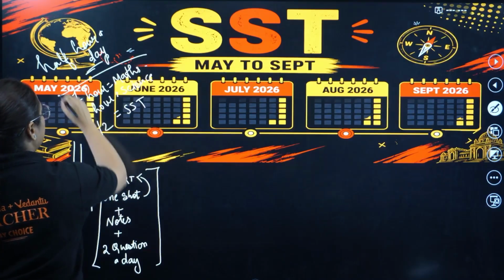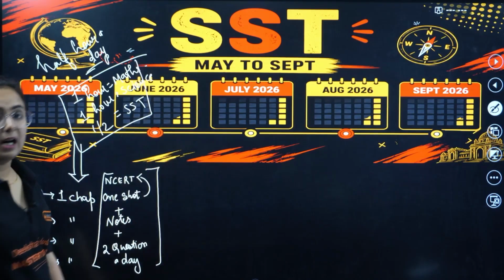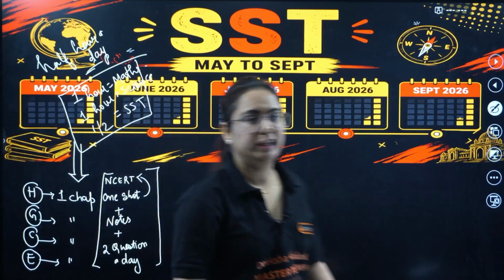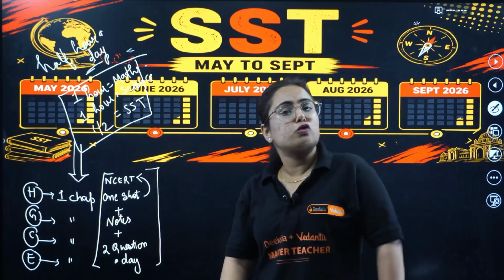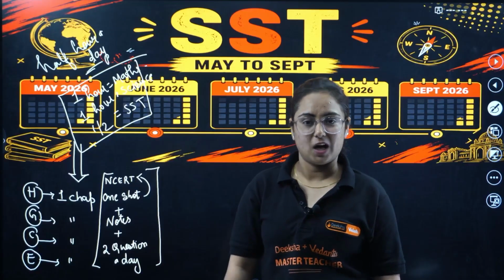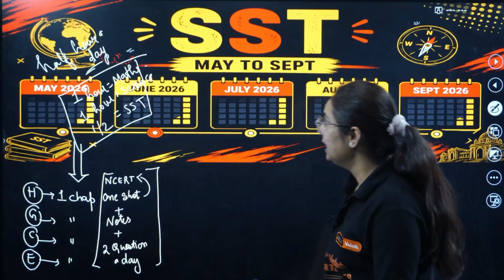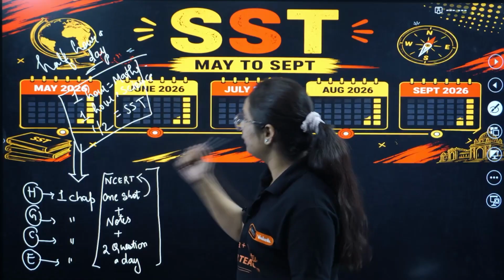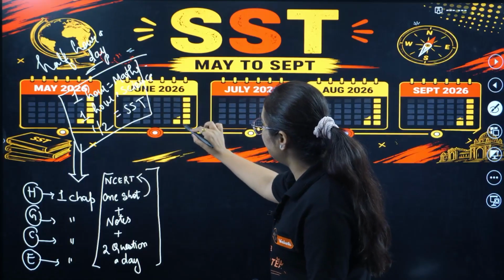Right? If you are studying 2.5 hours from the starting, then you need not study 10 to 12 hours in the ending. And pay attention when I say this. Okay, get this plan of the month of May. Very good. Now let's move to the month of June.